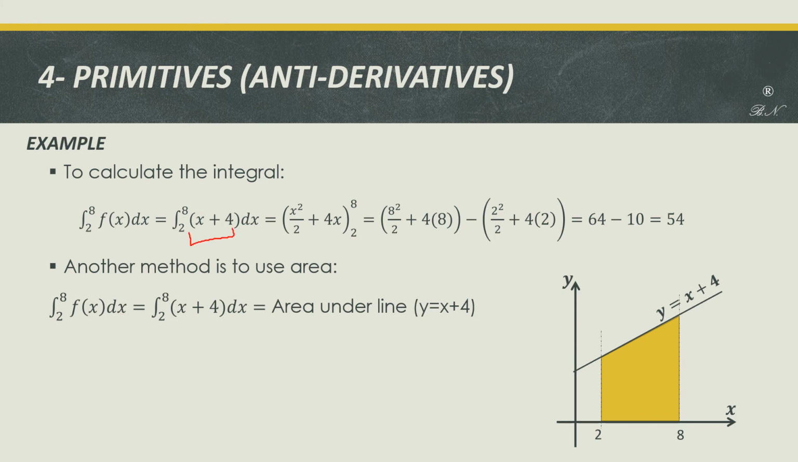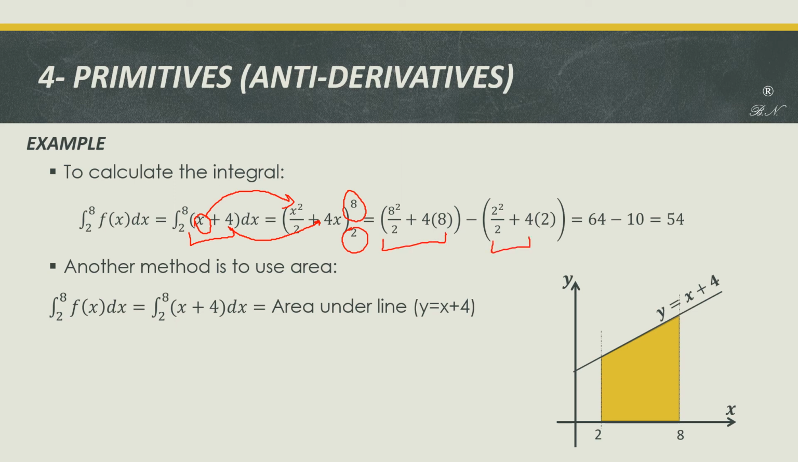If I use rules of integrals, integral of x, or primitive of x, is x squared over 2. Primitive of 4 is 4x. Ask yourselves, what do I derive to get 4? It's simply 4x. What do I derive to get x? It's x squared over 2. Now this answer should be evaluated at two values, 8 and 2. At 8 we replace the values, at 2 we replace the values, we subtract or do the mathematics here, you get 54.